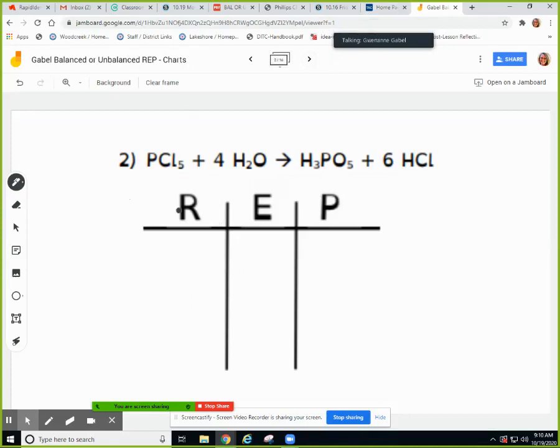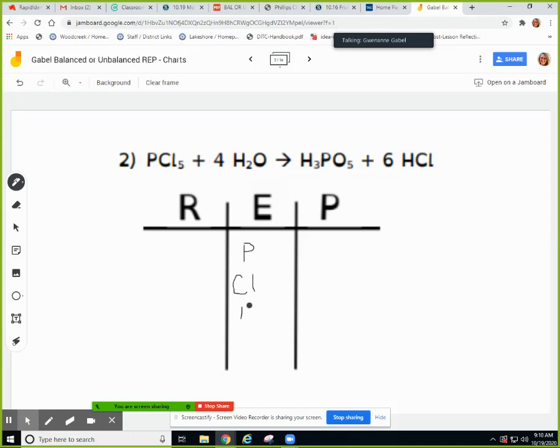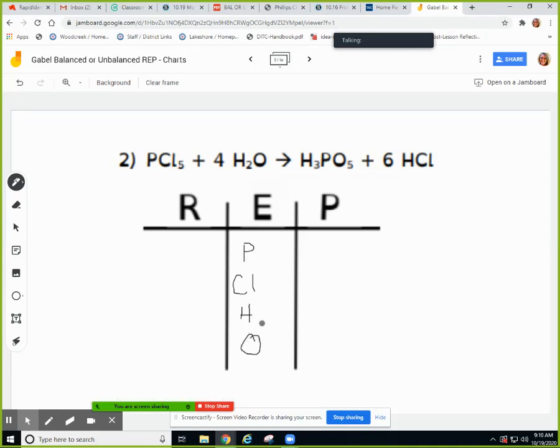So the first step is to record the elements that are involved in this chemical equation. I have phosphorus, which is a capital P. I have chlorine, which is Cl. Hydrogen, and I have oxygen. Those are all the capital letters that I have. Remember that this is Cl.